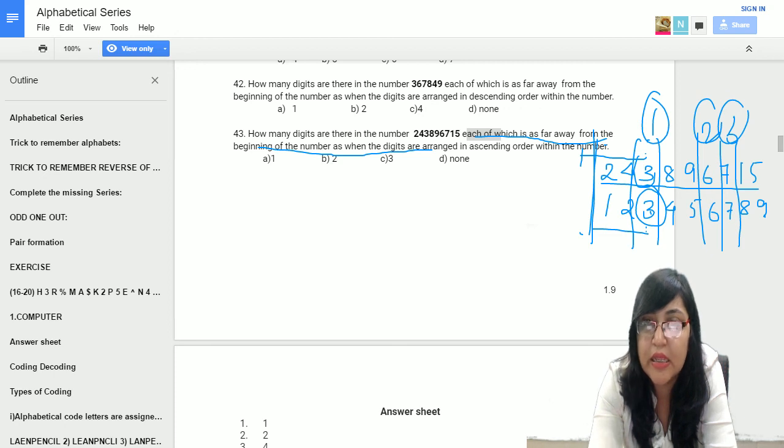So you see, the reasoning is not very difficult. What they do is they trickily twist the question in such a way that the question seems like something else, but it is very easy. If I would ask you which digits will remain in the same position even after changing the number to ascending order, you could have given me the answer as 3. But when I said each of which is as far away from the beginning of the number, then you are not getting the answer. So you have to read the question as thoroughly as possible, understand the question, and then do the answer.